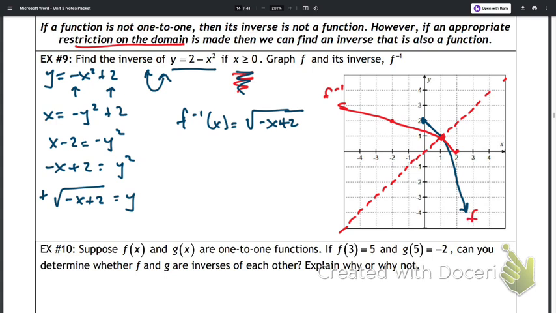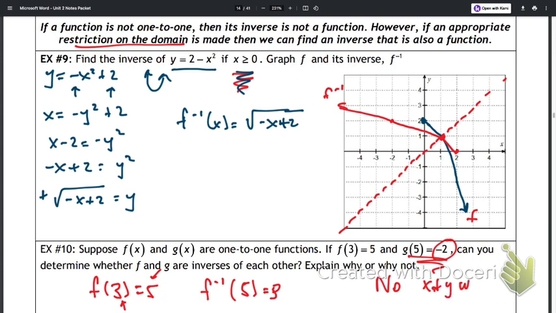All right. On the next question, it says, suppose f of x and g of x are one-to-one functions. If f of 3 equals 5 and g of 5 equals -2, can you determine if they are inverses of each other? Well, if you've got the point f of 3 equals 5, then its inverse, f -1, will have this y value as its x value, and it should have this as its y value. Well, this does not have the same y value of 3. It has a y value of -2. So no, they are not inverses. And that's because x and y was not switched.